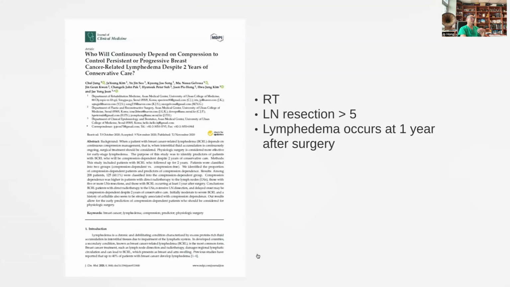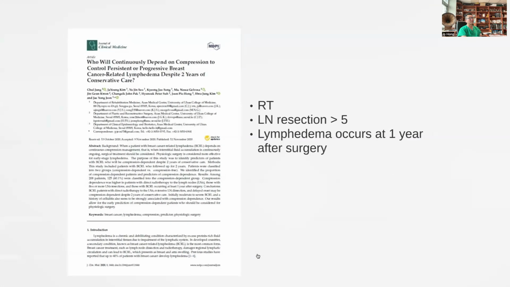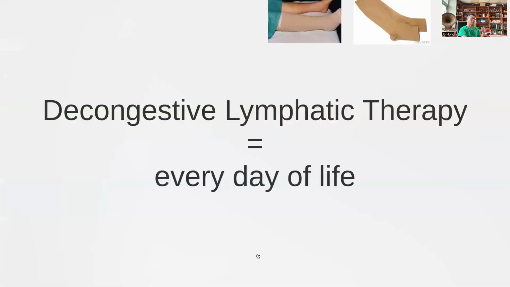Now, through this kind of multidisciplinary work, we're able to identify patients with high risk, especially for breast cancer, the ones who are undergoing radiation therapy, the ones who have more than 5 lymph node dissection, and the ones that occur relatively 1 year after the lymph node resection. We know that these are very high-risk patients, and we keep a keen eye and see whether or not the rehab works. And then if it doesn't, the patient is referred to plastic surgery.